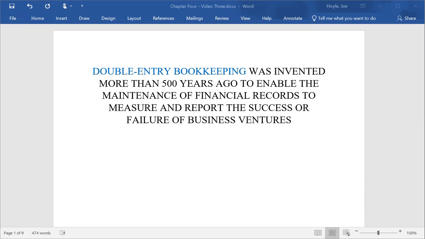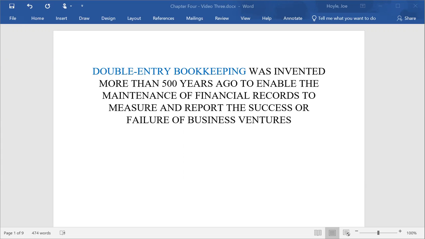This is the system that was invented hundreds of years ago in Italy to help business people maintain what was happening in their business, to keep a record of their financial transactions so that they had some way to show whether they were a success or a failure. It was often used in shipping, where the owners of the boat would keep up with what they had spent and what they had received as a way to show what profit was actually made.